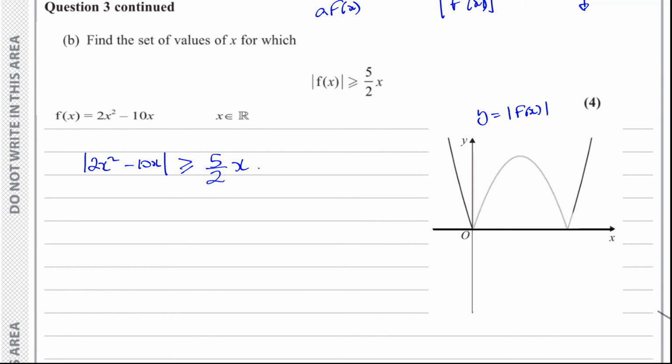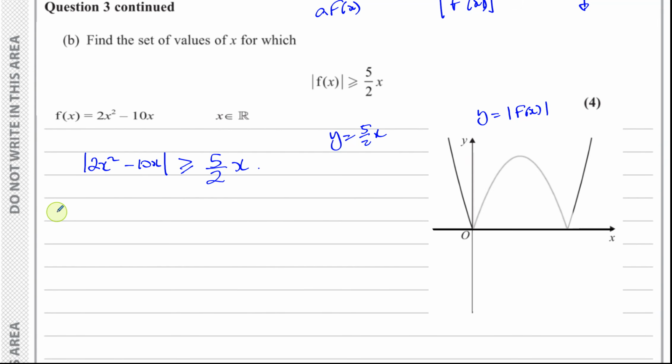Okay, so that gives us an idea of what the graph looks like, and we've got to find when this is greater than or equal to the line y equals 5 over 2x, which is like 2.5x. Okay, so we've got to see how many times these will intersect. So we can do that by checking algebraically the solutions to this.